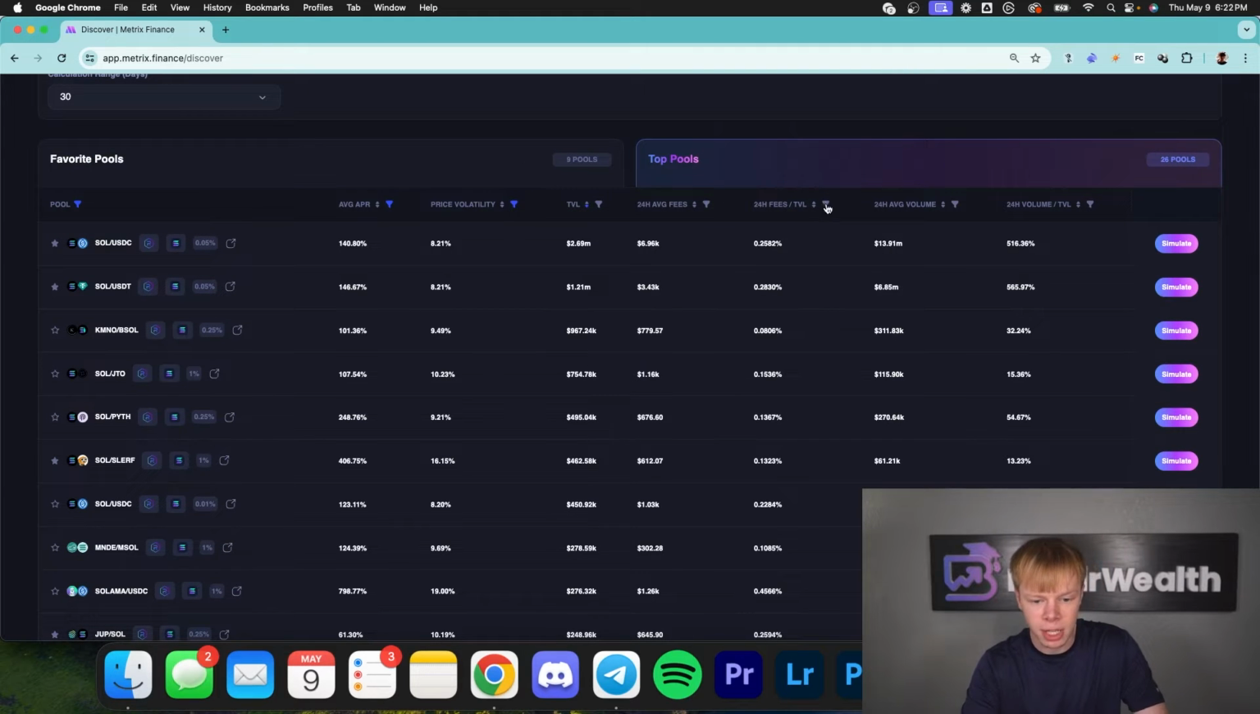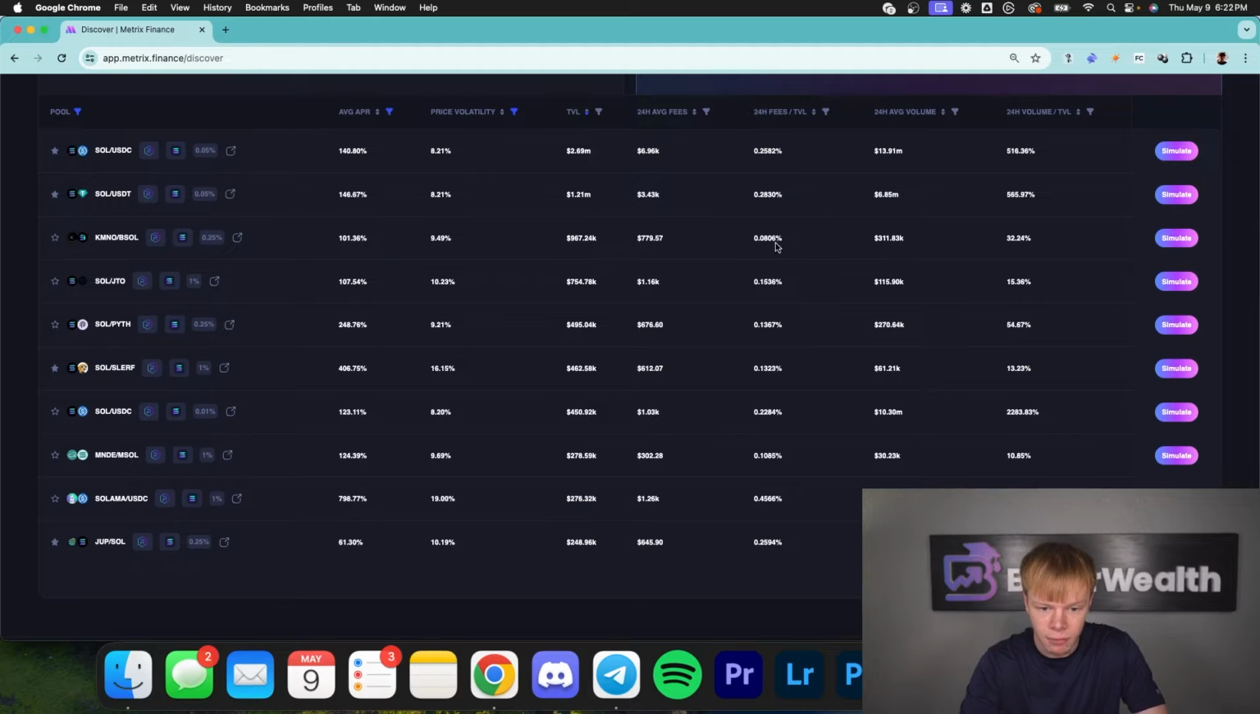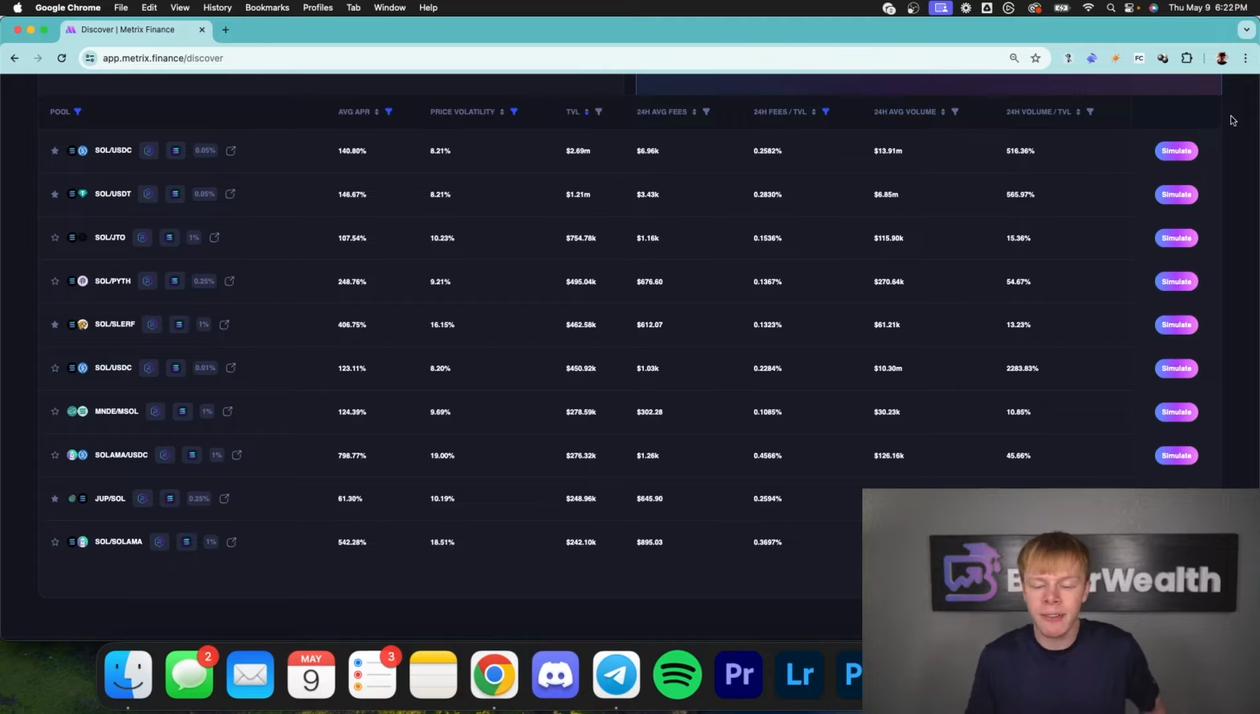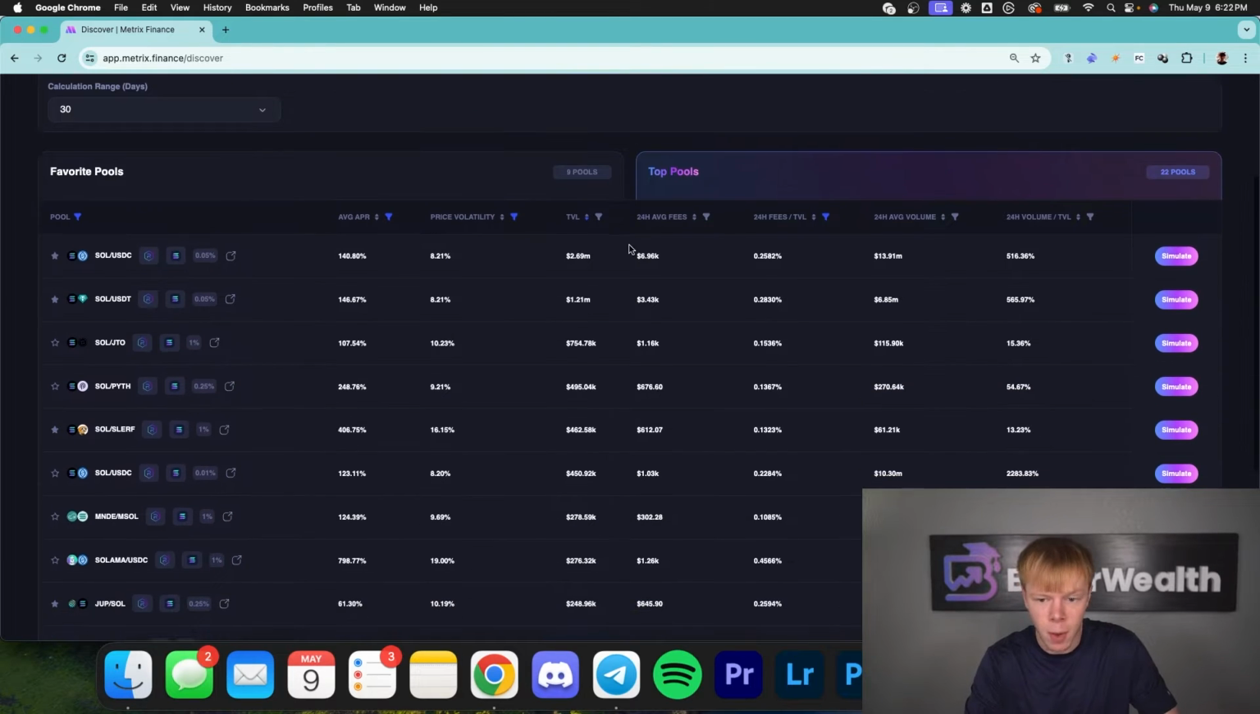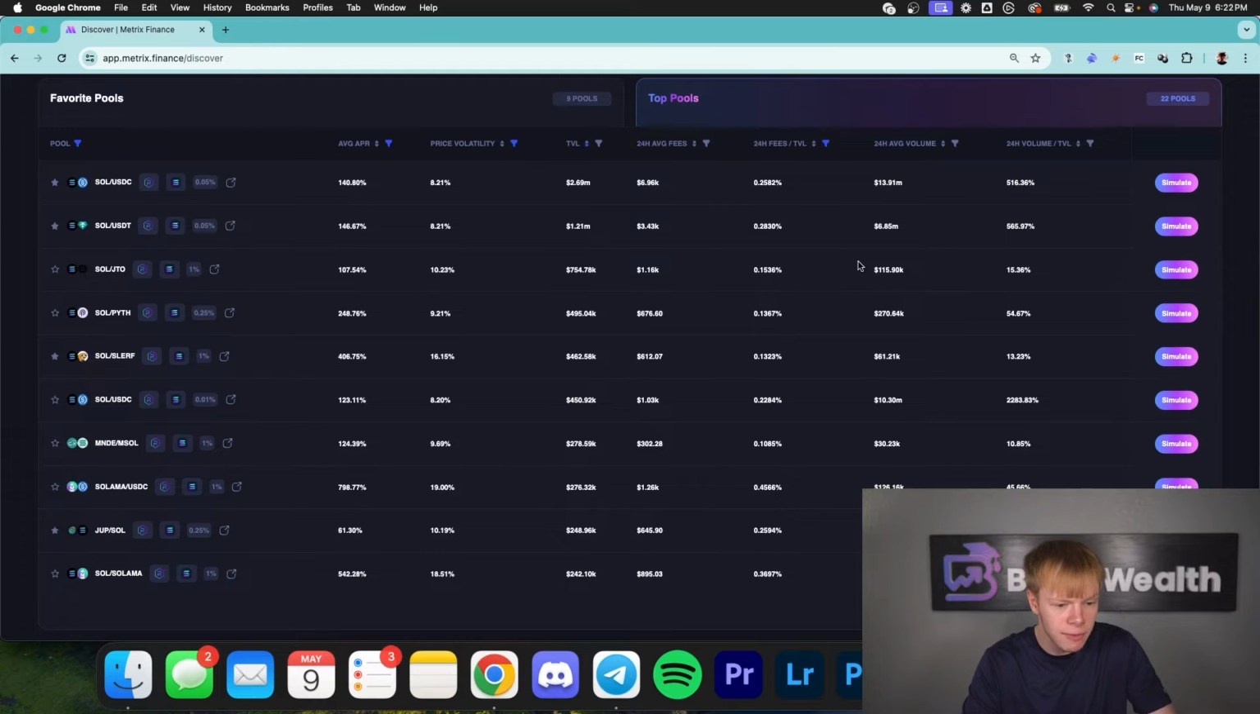And then over here, we could go over to this fee to TVL ratio. And I'm seeing a lot of these are roughly 0.28%. We have over here 0.1%, over here 0.45%. So I'm going to put my minimum at 0.1%. This basically says that, hey, the average 24-hour fees over this 30-day calculation range need to make up for at least 0.1% of the overall TVL on a daily basis, essentially. So that way, we can kind of narrow it down to some even better pools. And now we got 22 pools shown on this list.